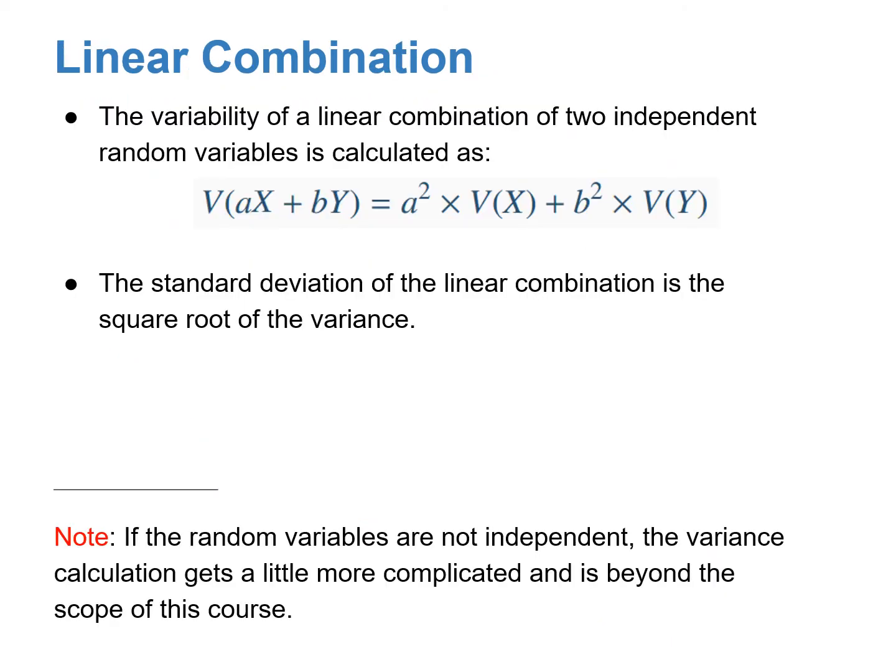Now we can also measure the variability of a linear combination of two independent random variables. To do so, we find that the variance of a times x plus b times y is a squared times the variance of x plus b squared times the variance of y. And remember that the standard deviation of the linear combination would just be the square root of that variance. And I'll just mention that this formula is only correct if the variables are independent. If they're not independent, then there's a more complicated formula that we need to use, and that's outside the scope of what we're going to do in this course.